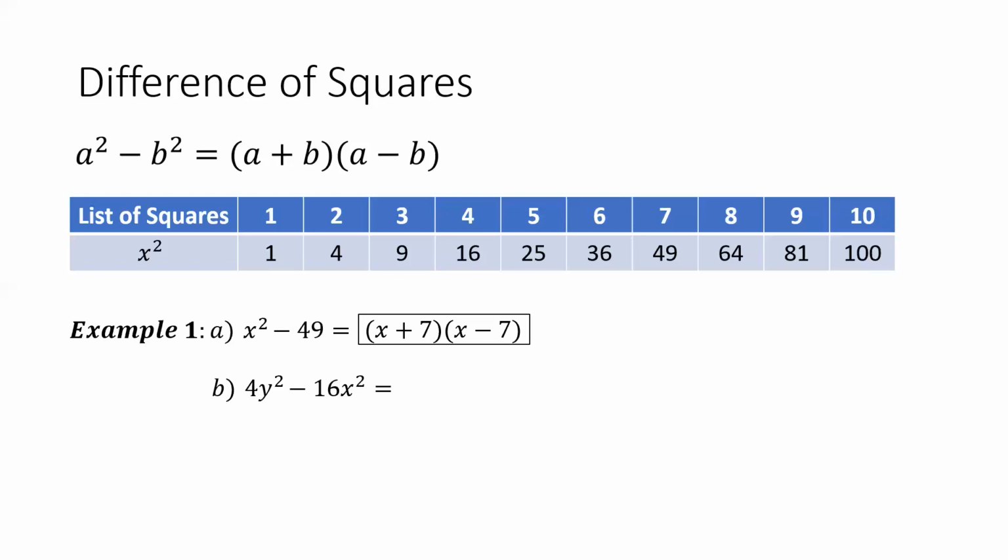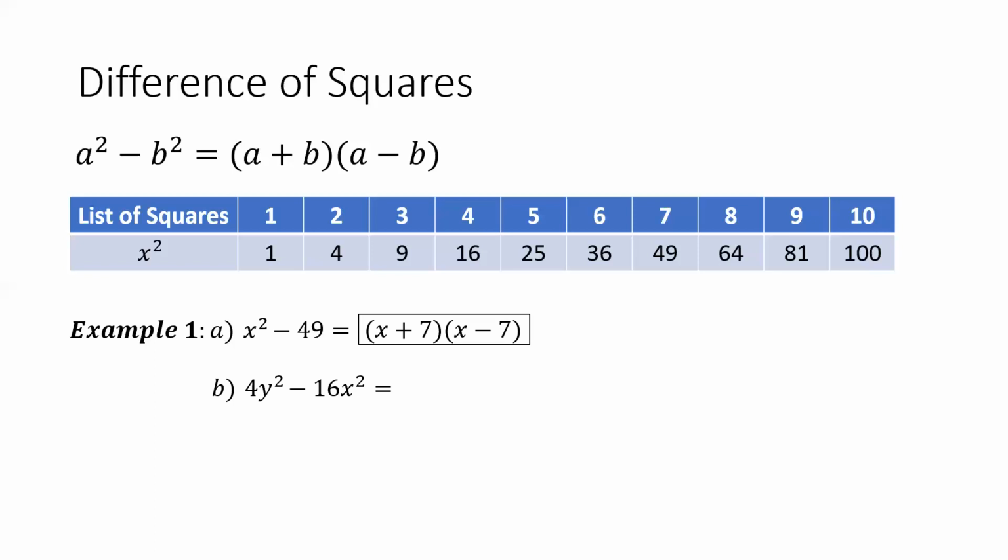So here again, I see a minus, I see 2 terms. Already my brain is starting to get into the thought process of thinking difference of squares. Now we just have to look at both terms. Okay, I have 4y squared. 2y gets me 4y squared, check. 16x squared, take the square root of that, I get 4x.